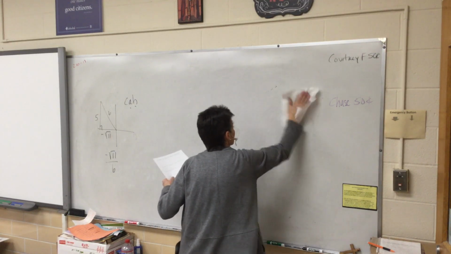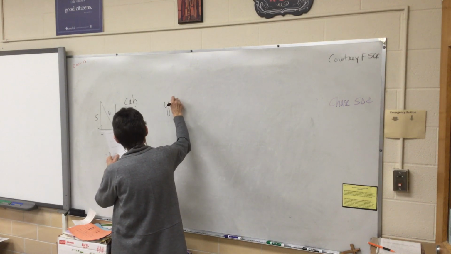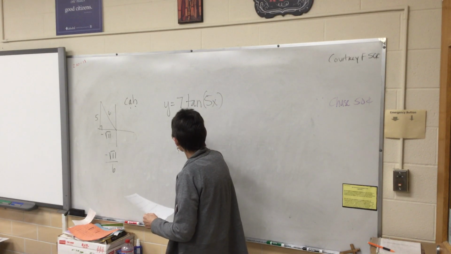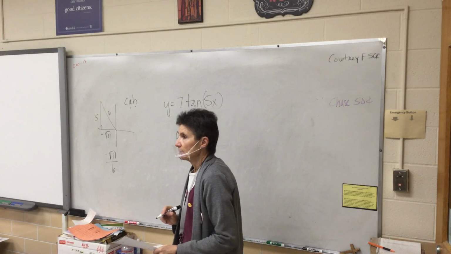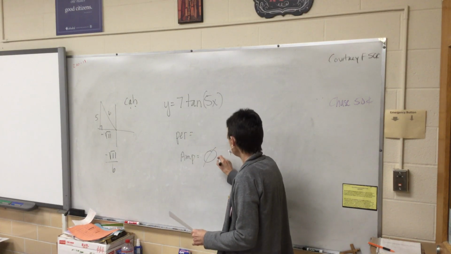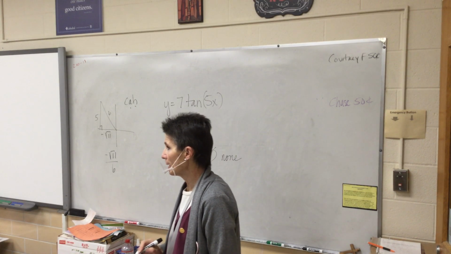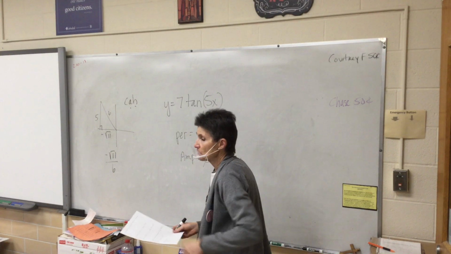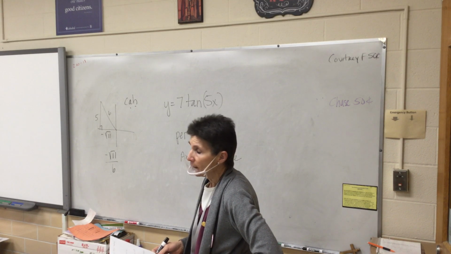Okay. What is the period and amplitude of 7 tan 5x? Amplitude, don't say 0, say none. You either write an empty set symbol or you write the word none, because there's no top and bottom. Make sure you watch that video. That was your video lesson. Okay. Now what about the period?